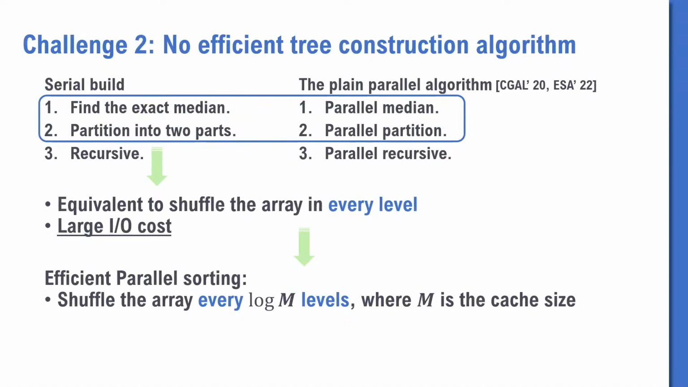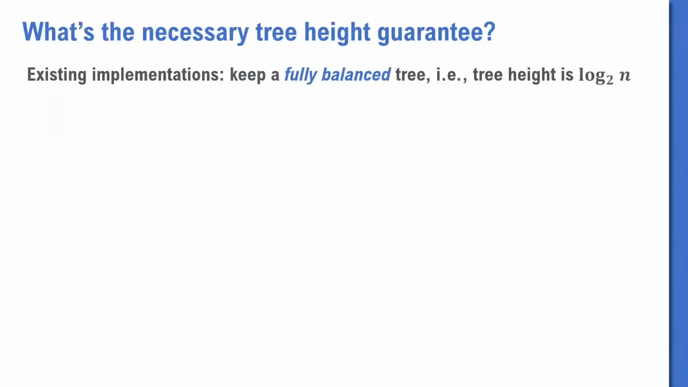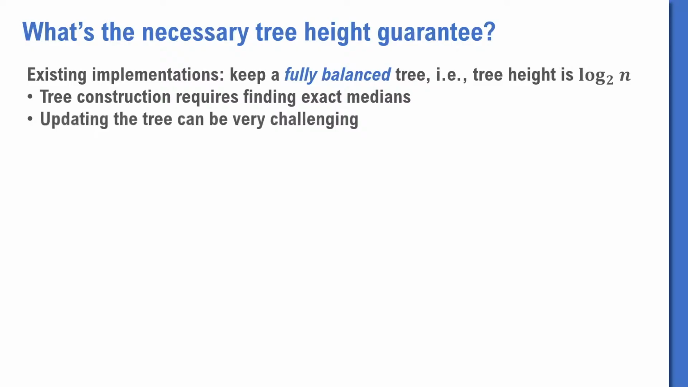So what is the issue here? What would make it so hard? We think the answer is just the balancing criteria. In the classic way, you have a fully balanced KD tree with tree height log base 2 of n. In order to achieve that, you have to find an exact median for every level. That makes the computation very slow, and it also makes the update of the tree very challenging.